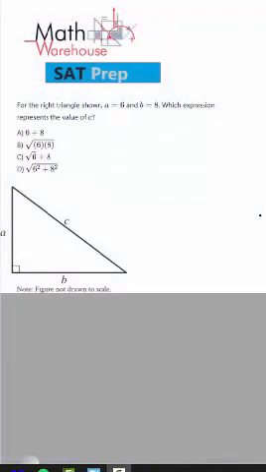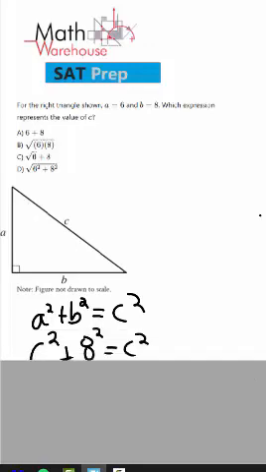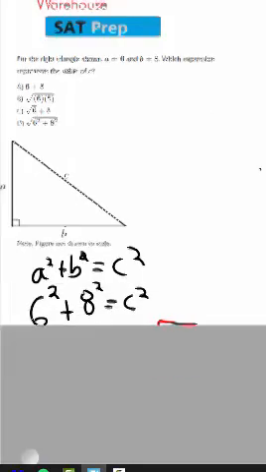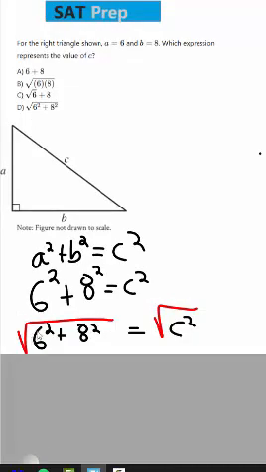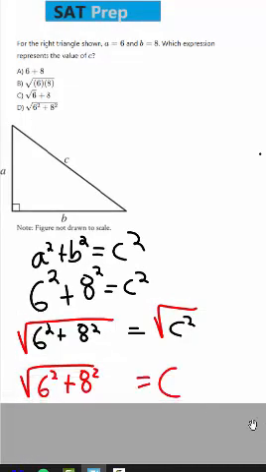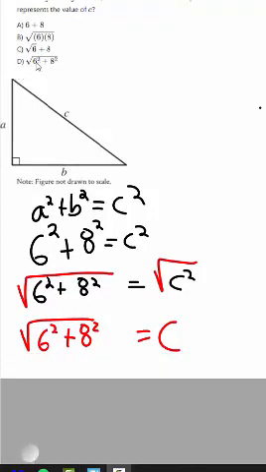For our purposes, though, we just need to use the formula a squared plus b squared is c squared, and then substitute in the two legs, 6 and 8, and then solve for c, right? So 6 squared plus 8 squared is c squared, and then once we add those up, we will take the square root of 6 squared plus 8 squared, and as you can see, that is the answer, square root of 6 squared plus 8 squared. The SAT loves to do this.